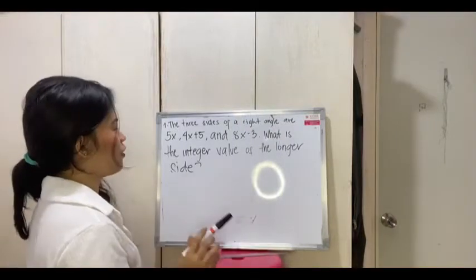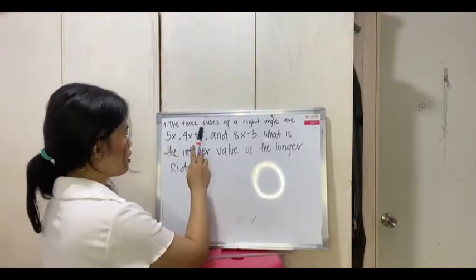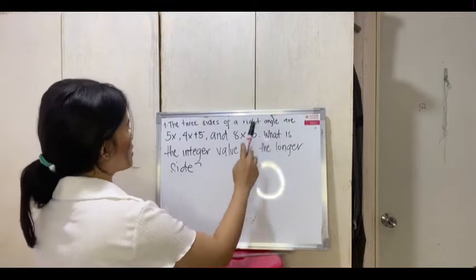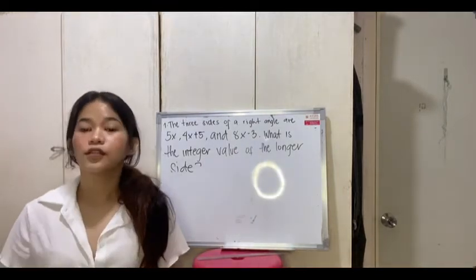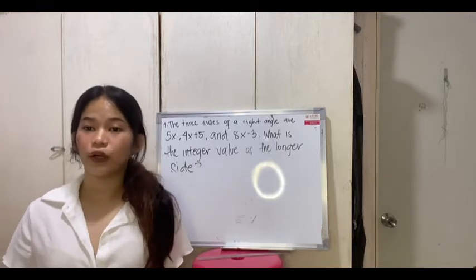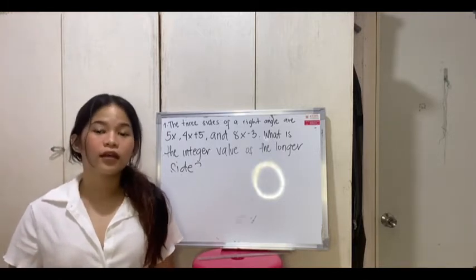The three sides of a right triangle are 5x, 4x plus 5, and 8x minus 3. What is the integer value of the longer side? So good day everyone. For today's lesson, we are going to discuss the Pythagorean Theorem.